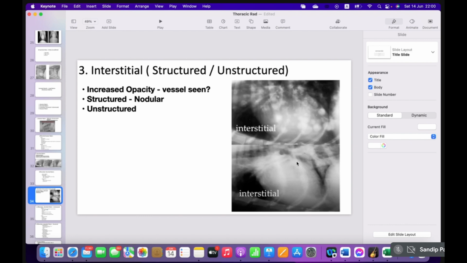But if there is an interstitial pattern, we will be able to see the vessels because the interstitium is affected, the alveolus is not affected. So here also, this is the interstitial pattern. This is also interstitial. Right here, this is more structured. We have seen this nodular structure right here. Right here, this is the nodule. And down here, this is more like what we call unstructured. This is more white right here. But again, if we look more minutely, we can see the blood supply right here. One blood supply, and right here another blood supply. And in between there is a bronchus.